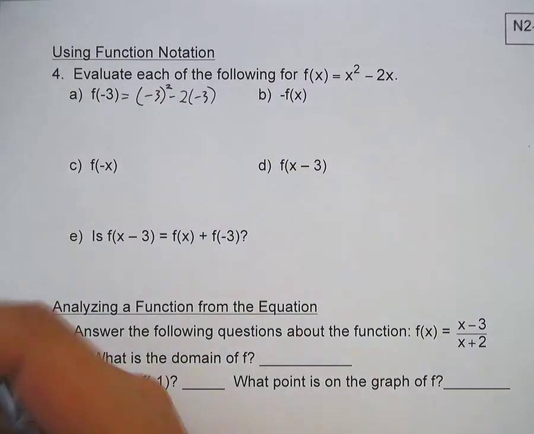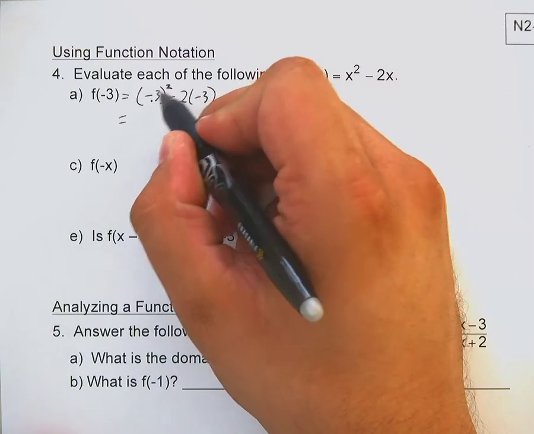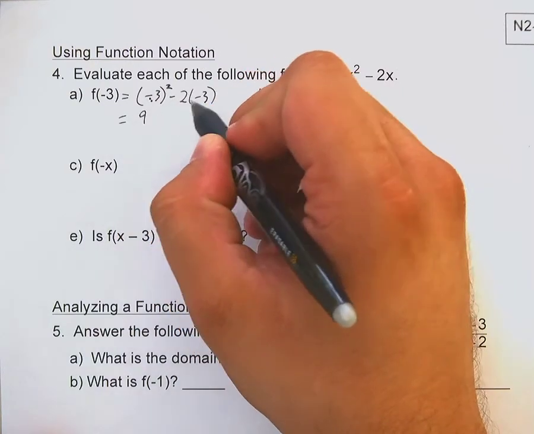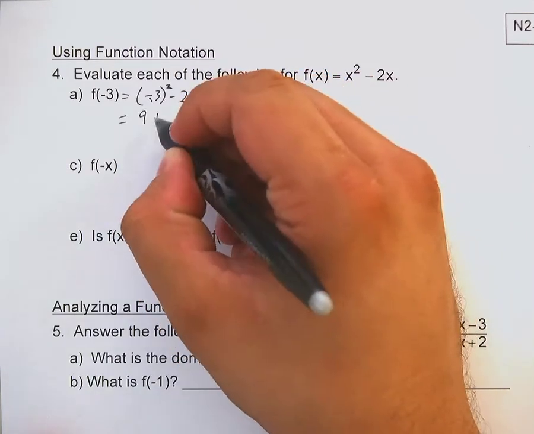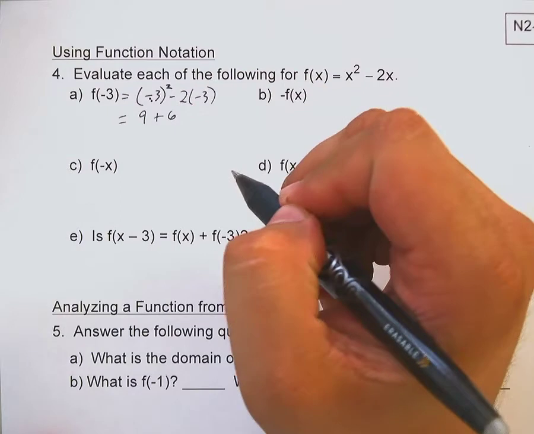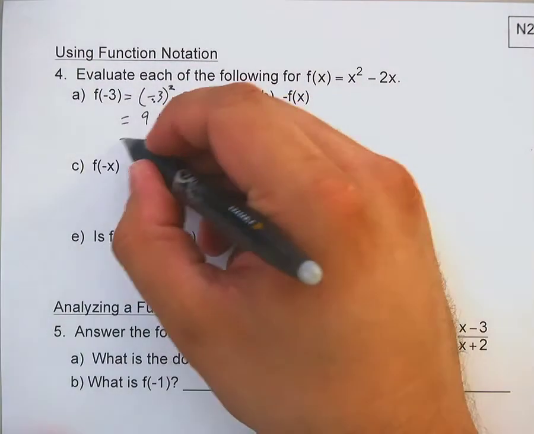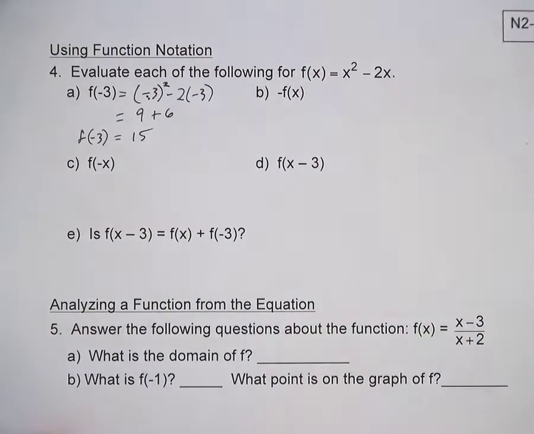Simplify it. Negative 3 squared is negative 3 times negative 3, which is 9. Negative 2 times negative 3 here, plus 6. Negative times a negative is a positive. So f of negative 3 is 15.